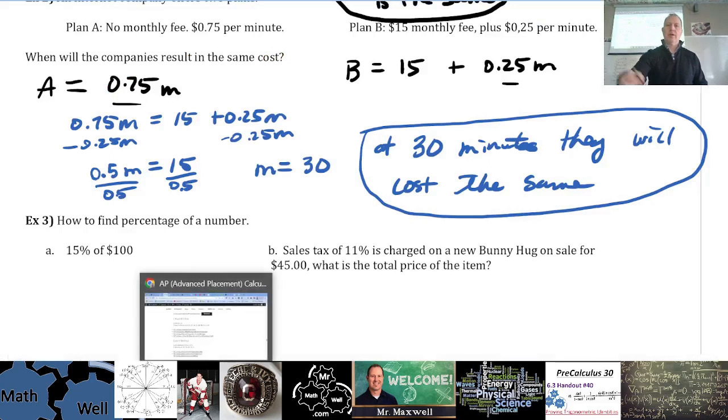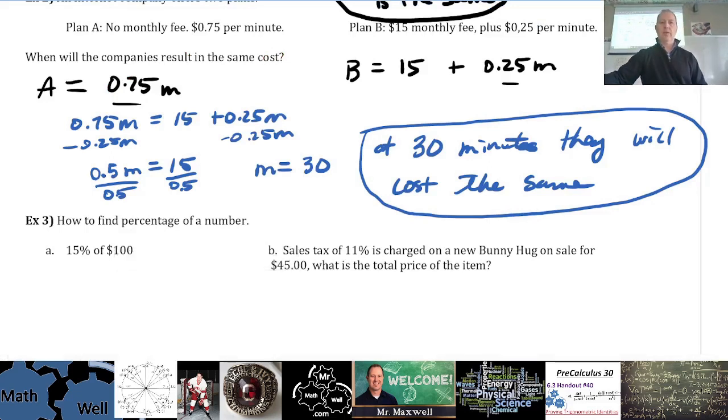Okay, so what you want to do is let each of the equations equal each other. So I did that over here. 0.75 M equals 15 plus 0.25 M. And we'll get the variable over to the left side. That is the smaller one. Bring it over to the bigger one too. So that's going to give us a positive value when we're all done.